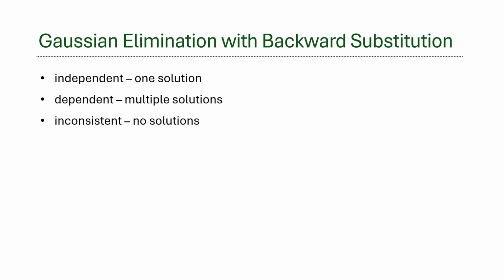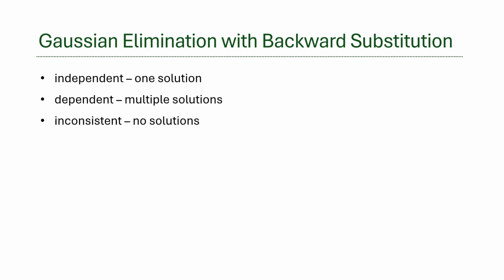So far, we've talked about a lot of definitions and a lot of procedures. In this lecture, we're going to put all of this together into a complete procedure for solving systems of linear equations using a method called Gaussian elimination with backward substitution. To demonstrate the algorithm, we'll look at an example of each of the three possible outcomes.